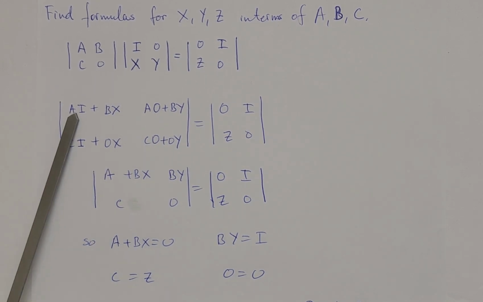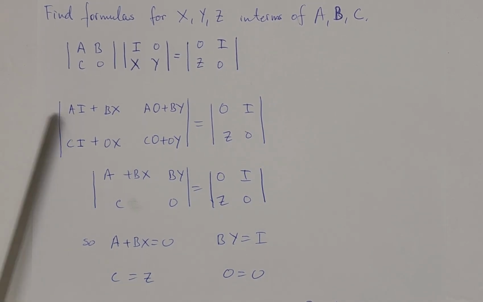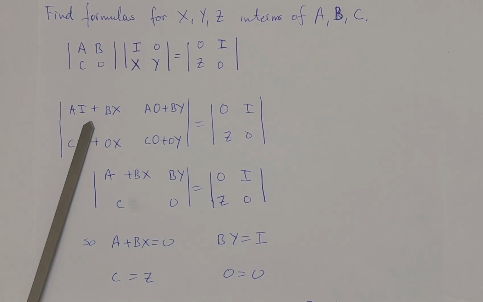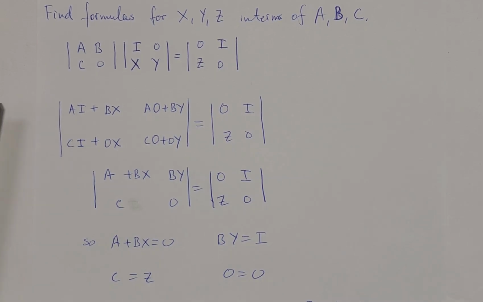Now I is just an identity, so anything times the identity goes back to itself. So think of I as 1, so A times 1 is back to A. I is an identity, so think of it as 1. A times 1 is back to itself, or anything times the identity is back to itself. So A times I is A, BX stays, A times 0 gives me 0, that leaves me BY, C times I is just C, that's 0, this is 0, this is 0, so the whole thing is 0.